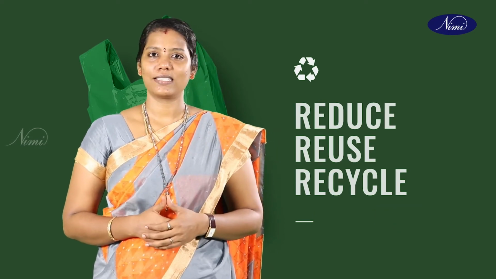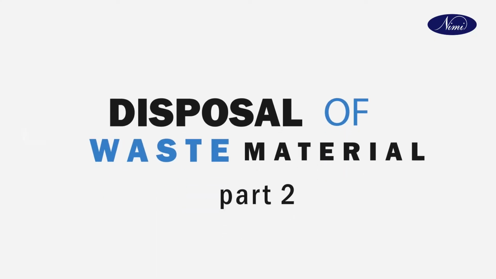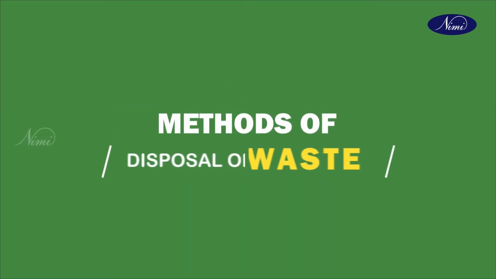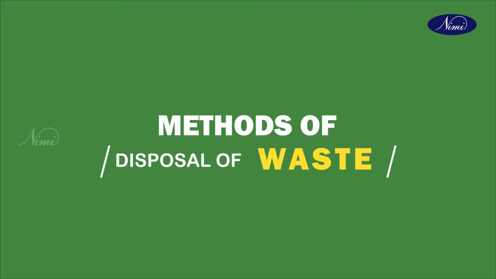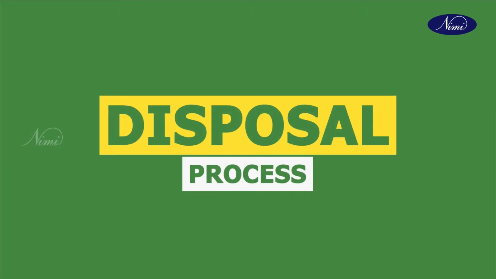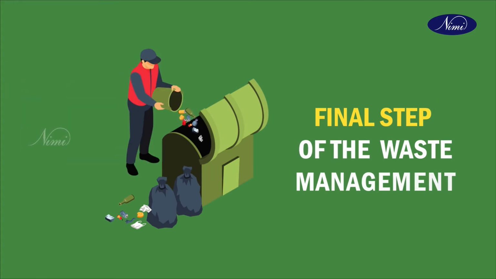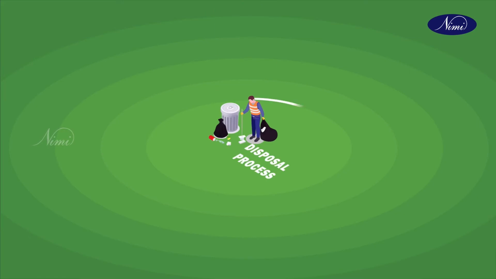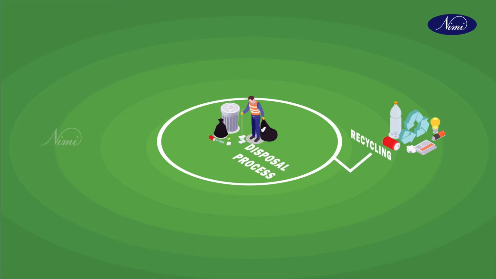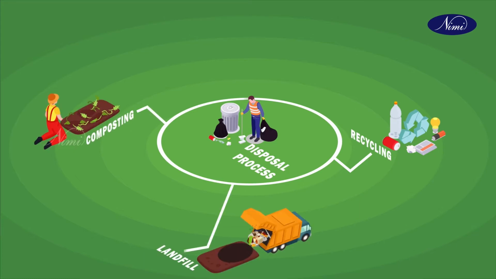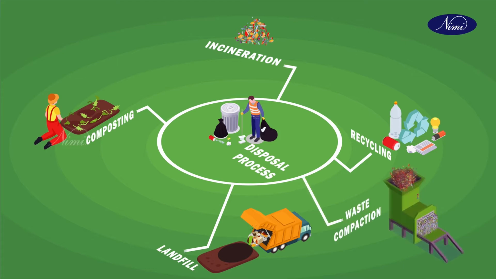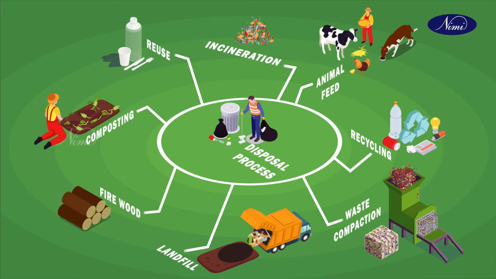Today's class is about the disposal of waste material. Now, the methods of disposal of waste materials. Disposal process. Actually, this is the final step of the waste management. From this disposal point or site, the materials are selected for steps such as recycling, composting, landfill, incineration, waste compaction, reuse, animal feed or firewood. Let us see one by one in detail.